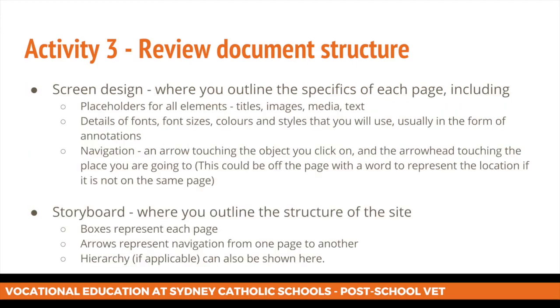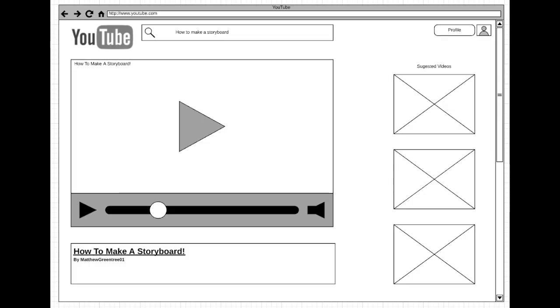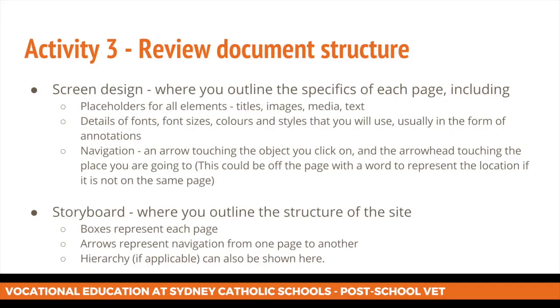When we're looking at individual pages, we look at a screen design. And so we have placeholders for all the elements, such as titles, images, media, and text. At this stage, it's not essential to draw a picture of an image, for instance, but just know where an image would go and what the likely content of that image would be.